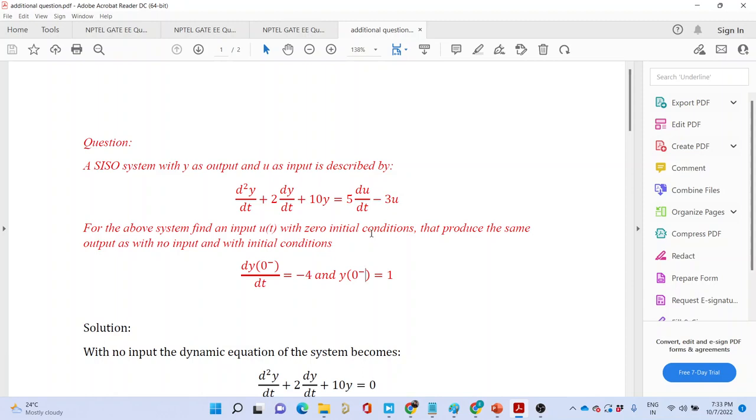Anubhav, what are you trying to solve? How are you approaching it? By converting into the Laplace domain and putting the initial conditions, I obtained the transfer function. Correct. Then the transfer function is equal to output by input.